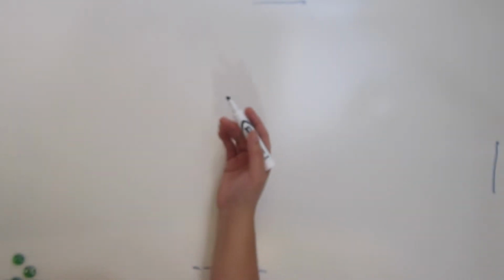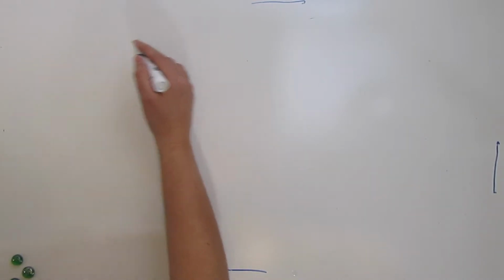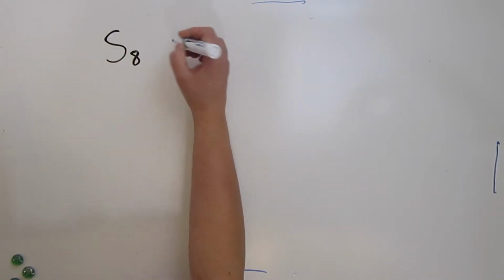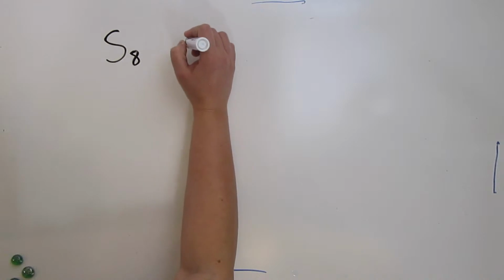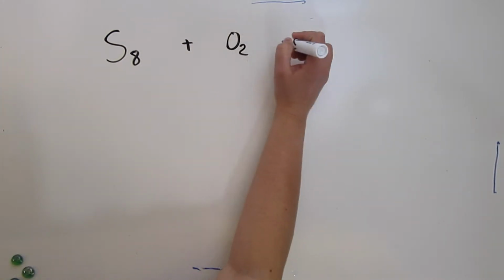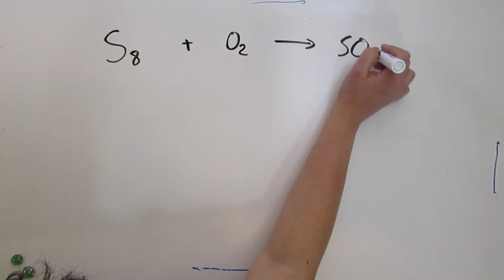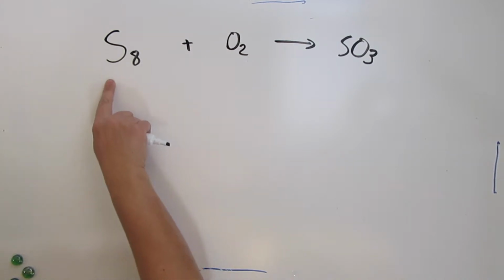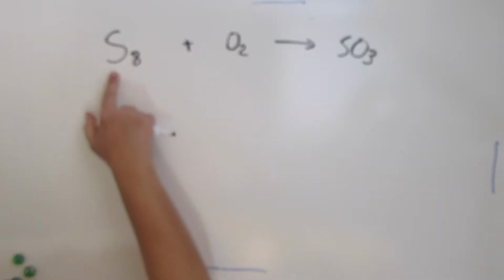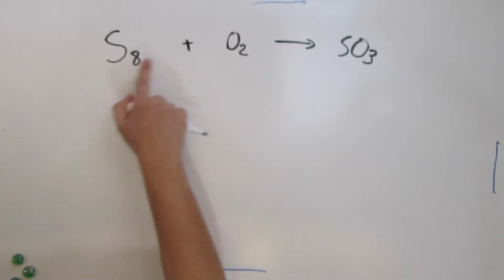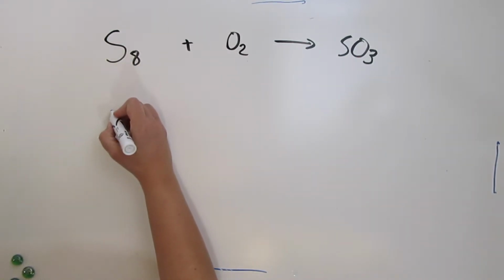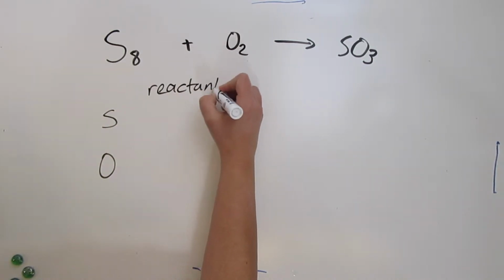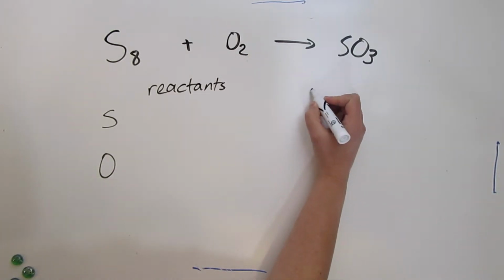Specifically, we can balance the same reaction by just using element symbols. So here's what we're going to do. I'm just going to write out the reaction again: S8 plus O2 gives us SO3. And we're going to use tally marks to keep track of our sulfur and our oxygen atoms, because right now we are only working with 2 different elements, sulfur and oxygen, in our reactants and in our products.